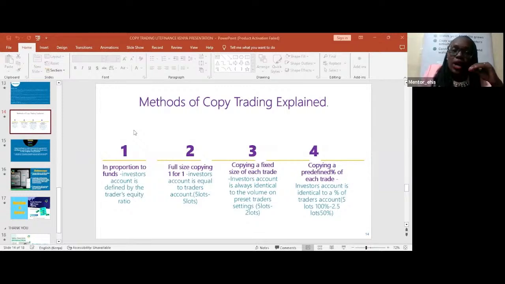When you set your account to in proportion to funds, it means even if the master's account has 20K USD and your account has 1,000 USD, it will be proportional according to your account size. It goes with your equity. Everything, even down to the lot size they are using when trading, will just be downsized to suit your account. I hope I'm clear on that.